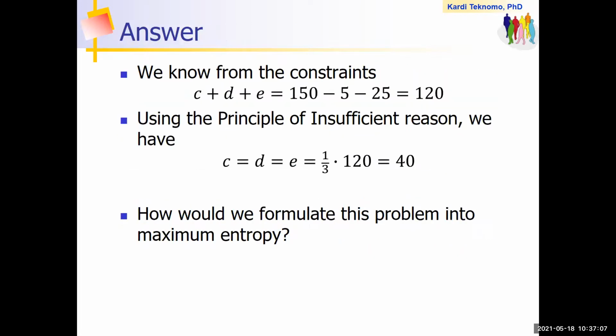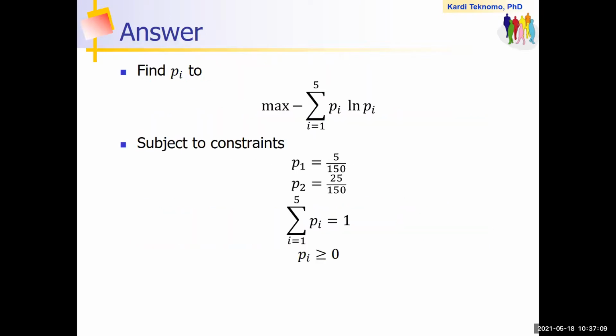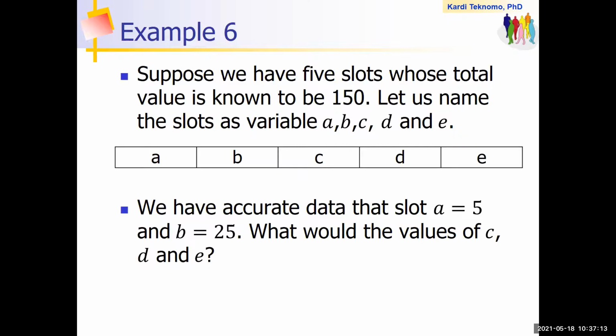This is the one that you have done earlier. So look at this. Say you have 5 slots, total 150, right? And you know that A is equal to 5, B is equal to 25. What is the value of C, D, and E?